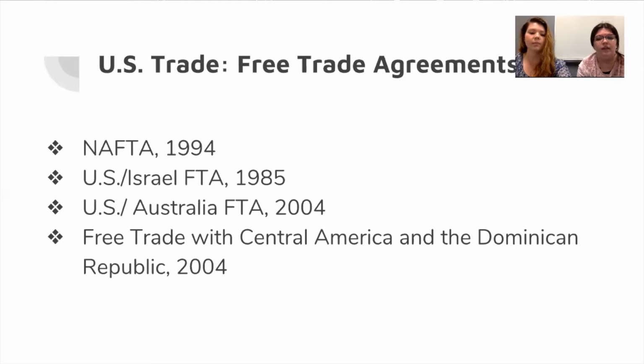For the US-Australia FTA, the USAFTA from 2004, it provides for the elimination of tariffs on more than 97% of Australia's non-agricultural exports on the day the agreement takes effect. The free trade with Central America and the Dominican Republic: in August of 2004, the United States signed CAFTA-DR with five Central American countries and the Dominican Republic. The agreement provides for the elimination of customs duties on originating goods traded between the parties.